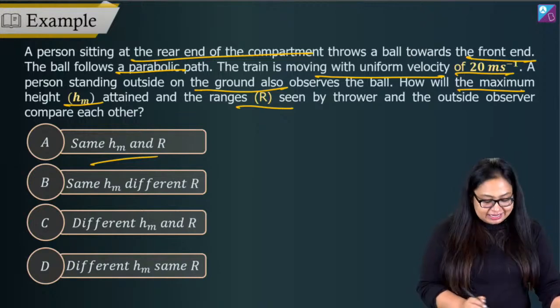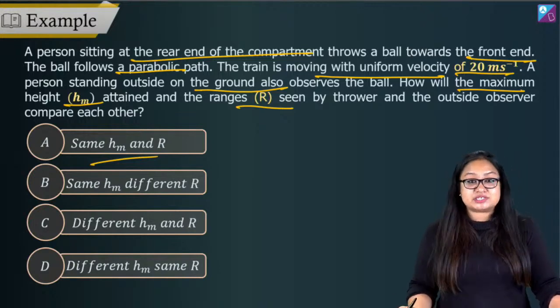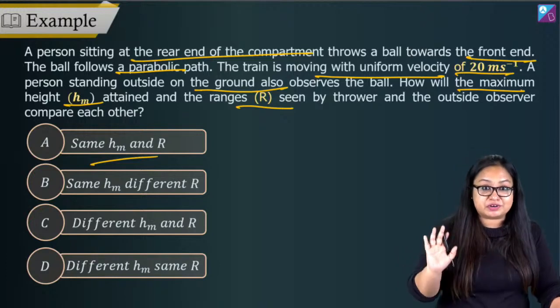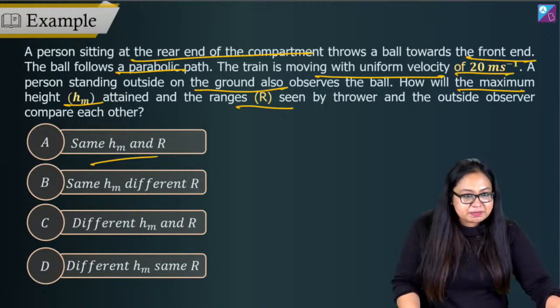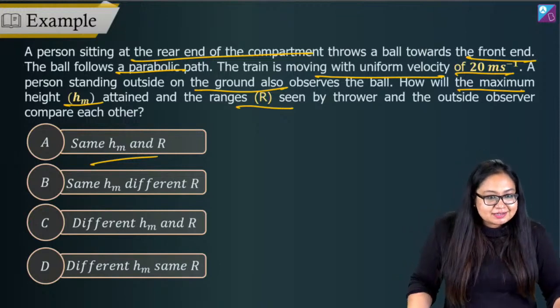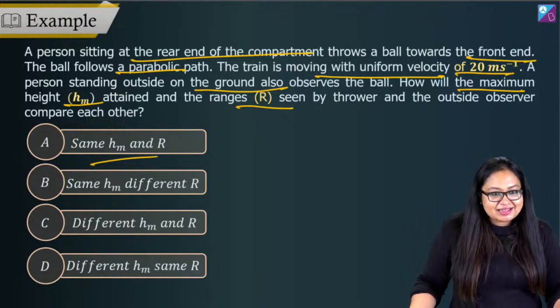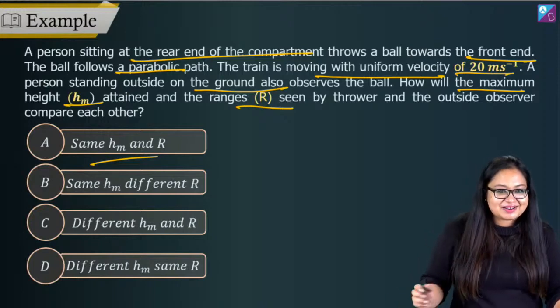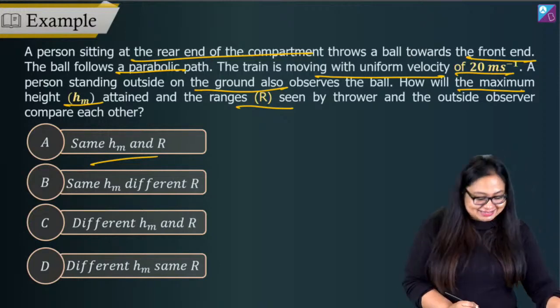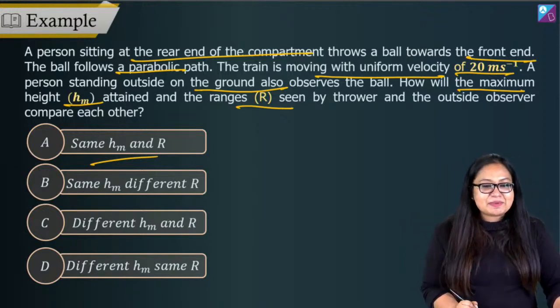Same maximum height and range, different maximum height, same range, same maximum height, different range, or both are different. So I can see Gautam Roy says B, Santosh says C, Sharda says C, okay. Praveen says B, Santosh again C. All right, Santosh. You're getting C? So what's happening, guys? What is the answer?